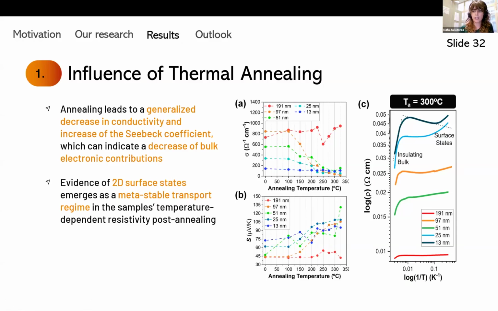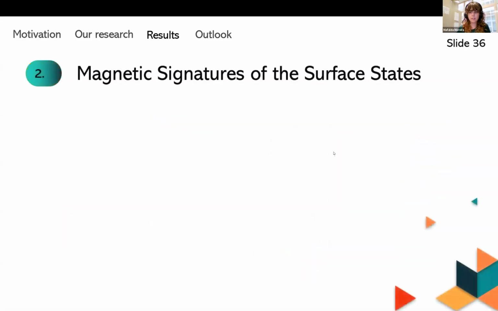And this is, of course, an influence that is higher in the thinner films, which have a higher surface to bulk ratio. And so this was already a really good sign that we were starting to see the influence of the surface states begin to emerge.